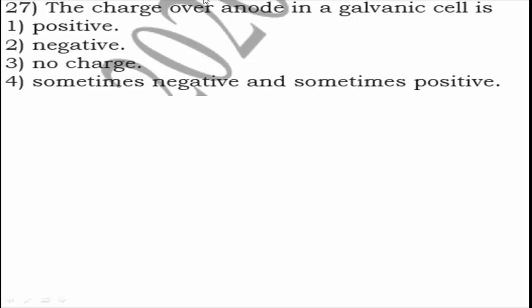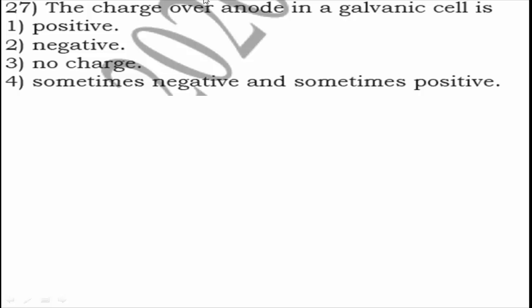Next, question number 27. The charge over anode in a galvanic cell is. Option 1, it is positive, option 2, it is negative, option 3, there is no charge, and option 4, sometimes negative and sometimes positive. See the question carefully. The charge over anode in a galvanic cell is.